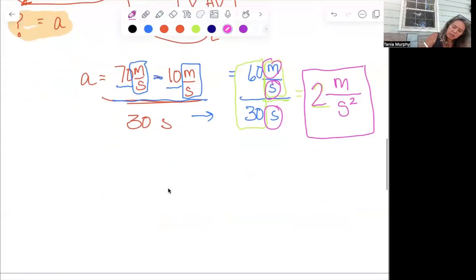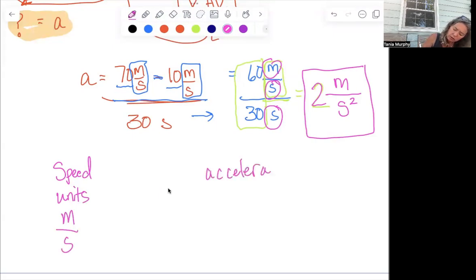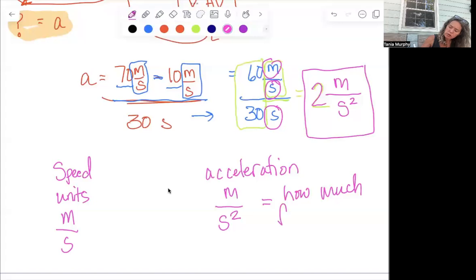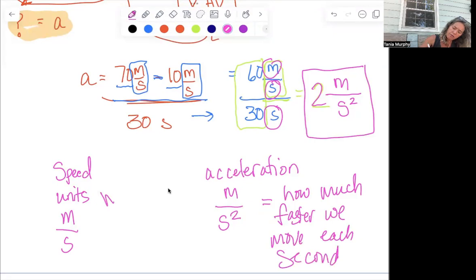Okay, so we see that for speed, our units would be like meters per second, where our acceleration, our units would be meters per second squared. So this shows us how much faster we move each second. And speed tells us how fast we are moving.